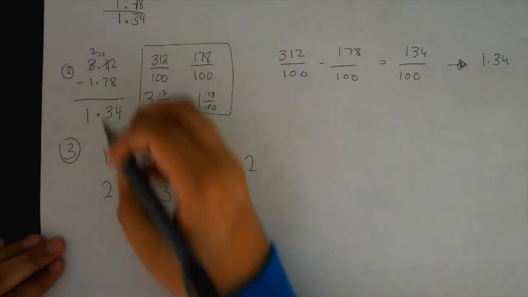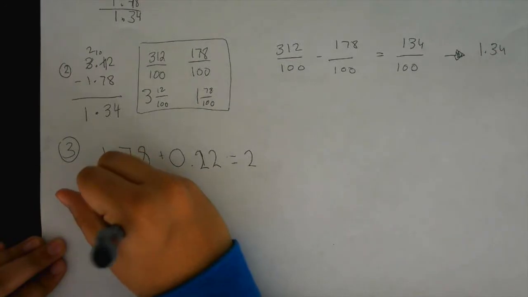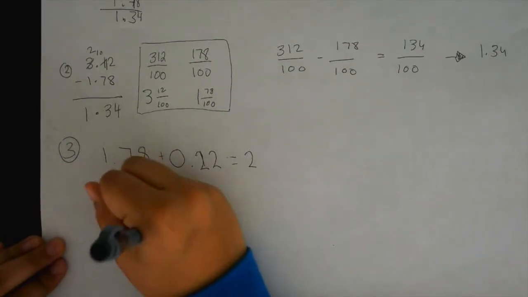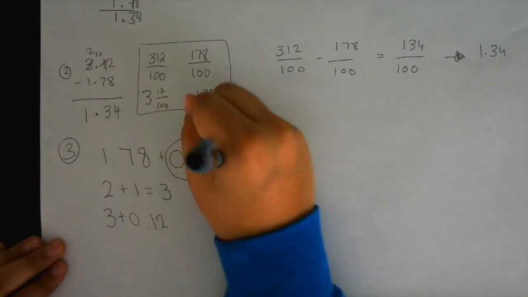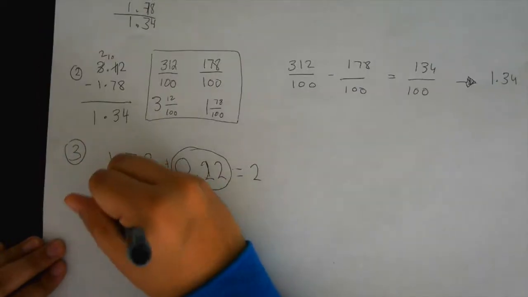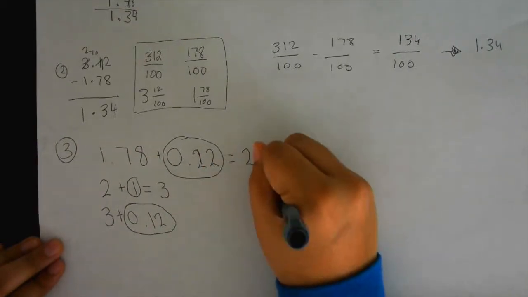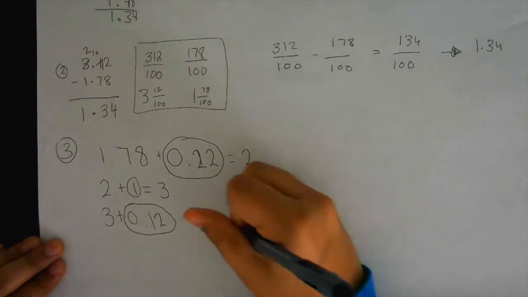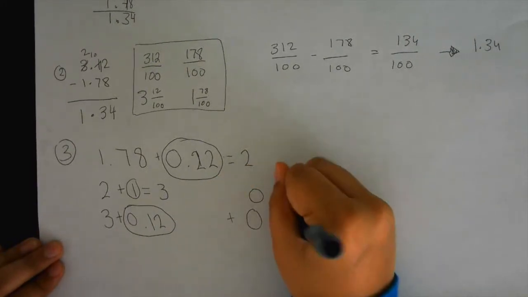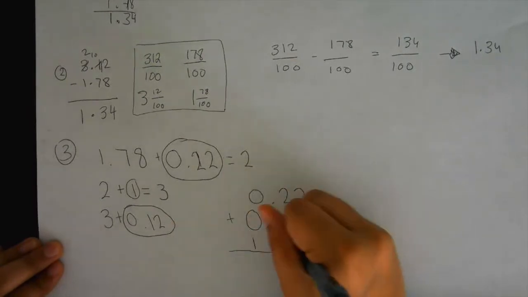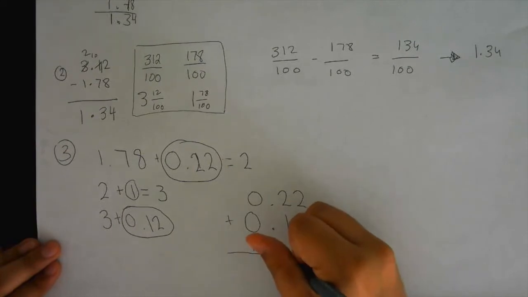And then since the number is 3.12, we did 3 plus 0.12, and then we took these numbers and then we added them together, which was 0.22 plus 0.12 plus 1, and then what we got was 1.34.